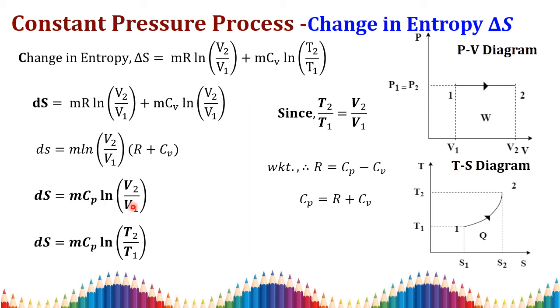Since V2 by V1 is T2 by T1, we can change this equation and write it as dS equal to mCp into ln(T2 by T1). So this is your change in entropy equation for a constant pressure or isobaric process.